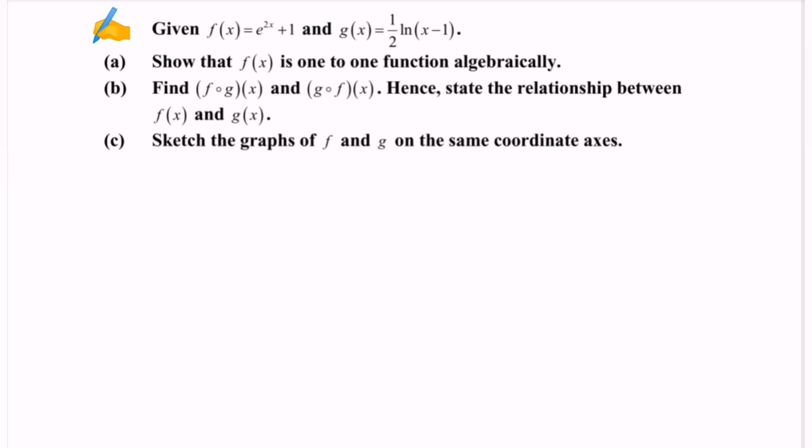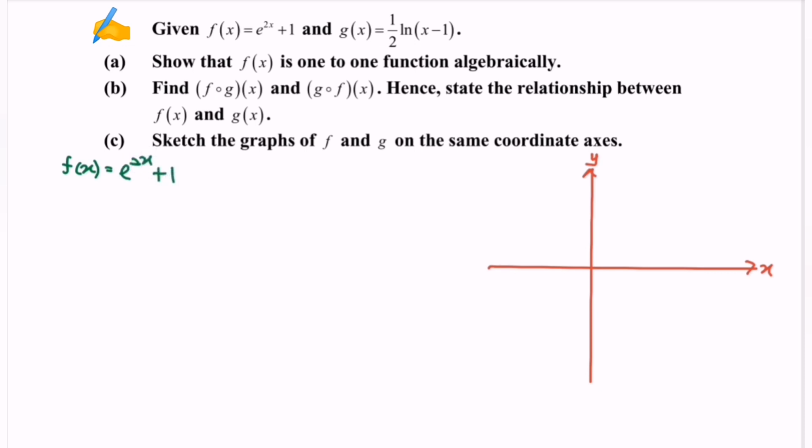Since the relationship between f(x) and g(x) are inverse to each other, meaning that C, sketch the graph of f(x) and g(x) on the same coordinate axis. So now we have the xy axis on the right. Kindly focus on f(x) = e^(2x) + 1. The first part is we are going to sketch the graph e^(2x). For e^(2x), the graph would be y = e^(2x), and the asymptote is y = 0.